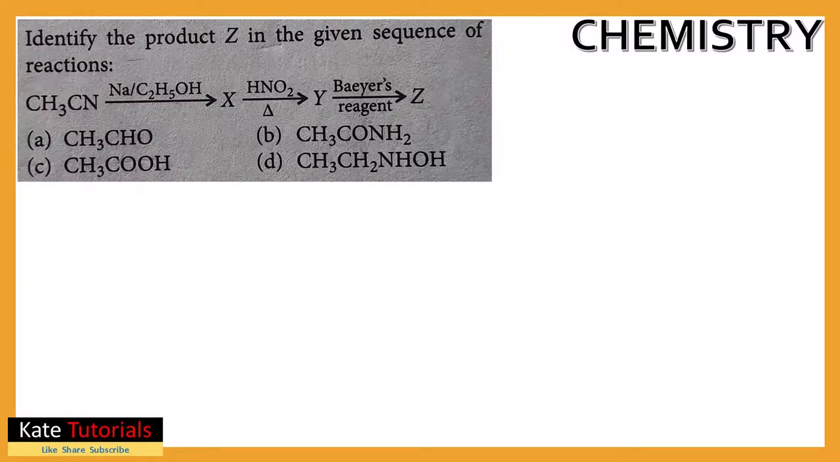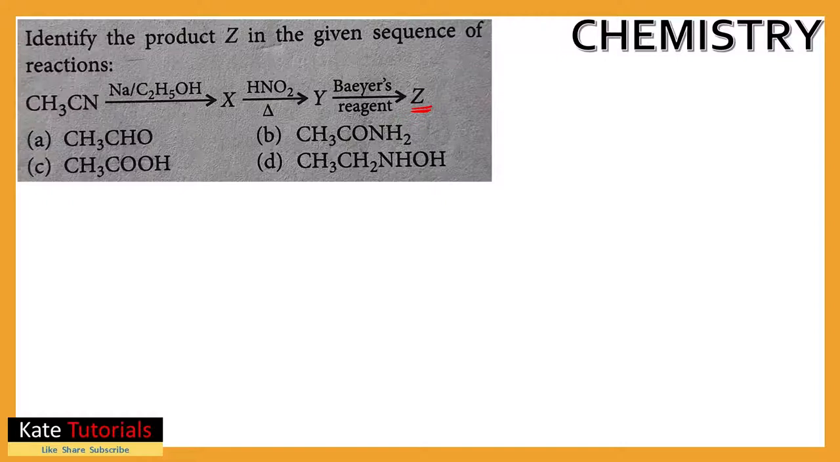So this is a very important question, right? The question goes like this: identify the product Z in the given sequence of reactions. See, they have given the sequence of reactions. This is the starting compound. They have added this reagent to get X, a second reagent to get Y, and a third reagent to get Z. We have to tell the Z product. They have asked for Z.